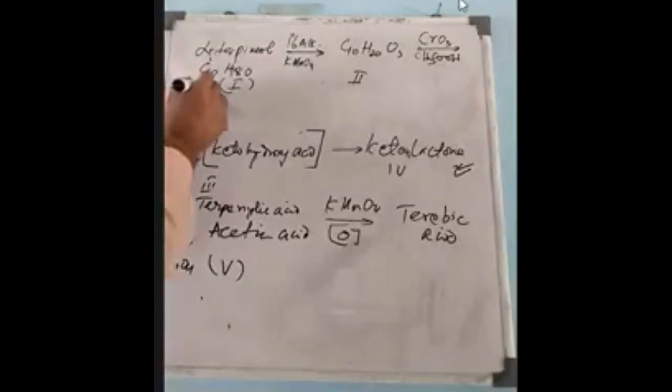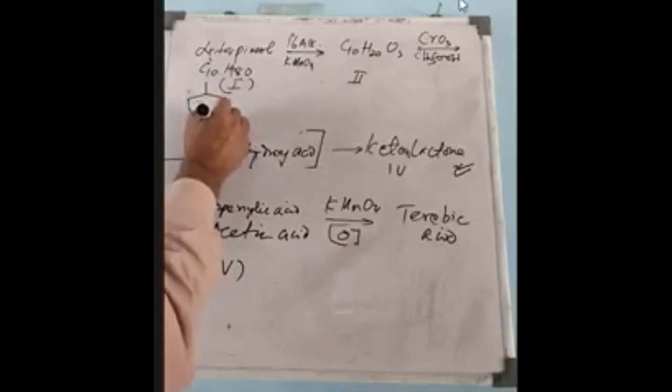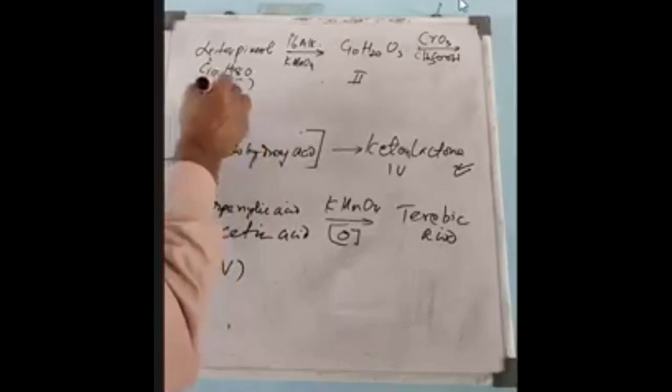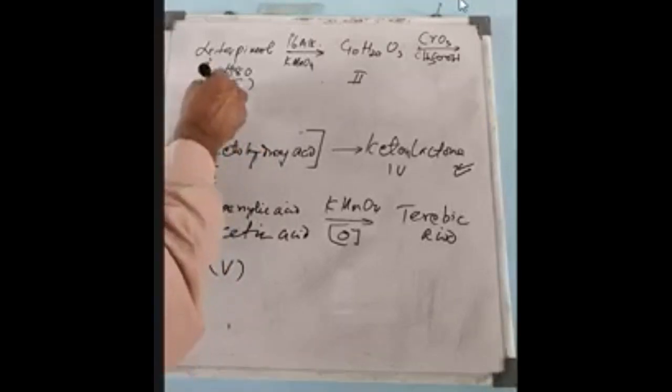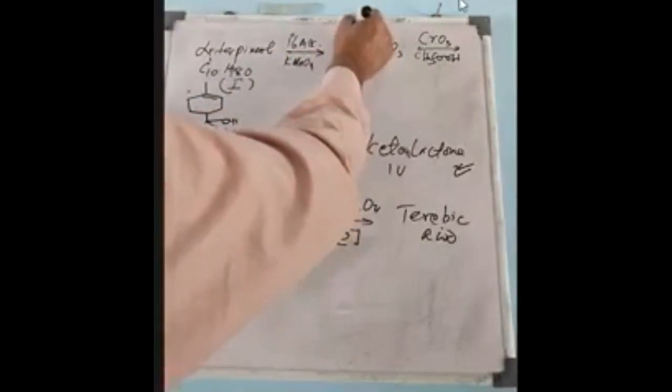Now, this was the structure given by Walsh to alpha terpineol. This was the proposed structure. Then the reactions were carried out, and they confirmed whether this compound can undergo this reaction or not. Now you see, this compound, as I told you, is a trihydroxy compound.